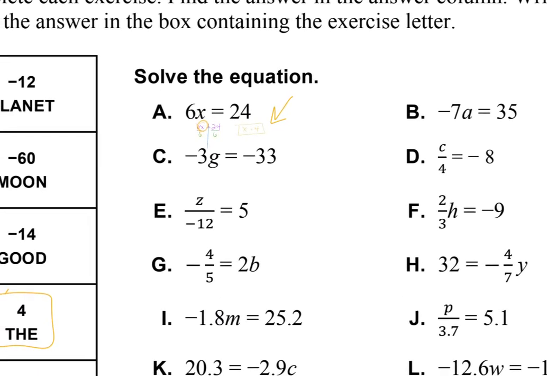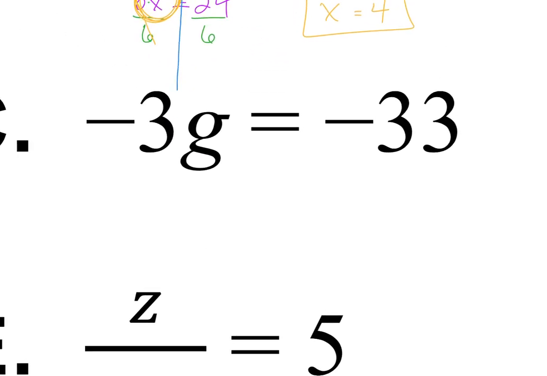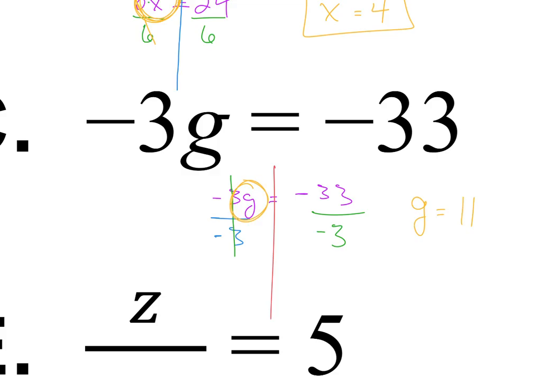C, negative 3g equals negative 33. We are going to divide by negative 3. Why? Because negative 3 is multiplying g, and the opposite of that is dividing. So at this point, we get g by itself. G equals 11.